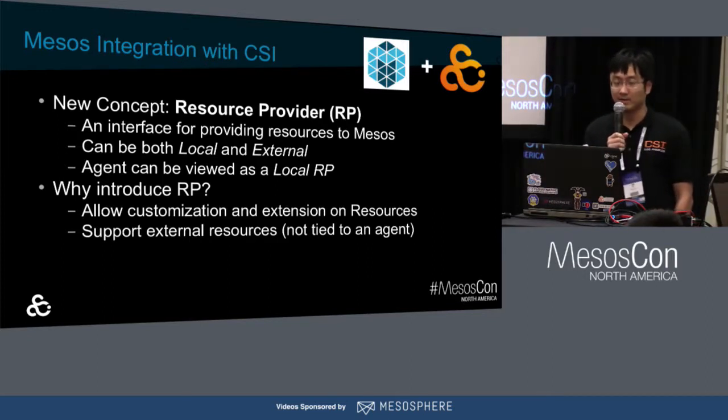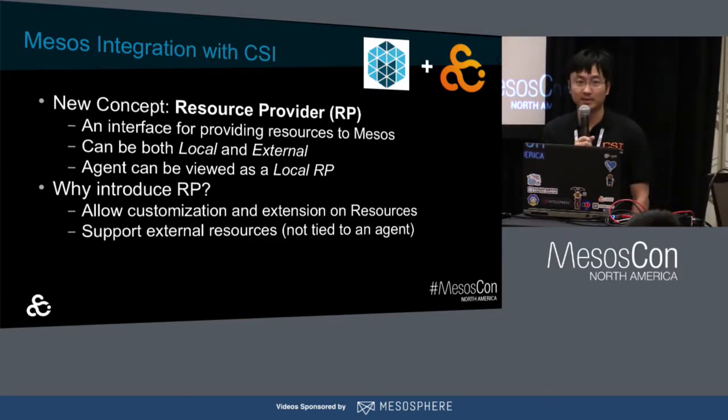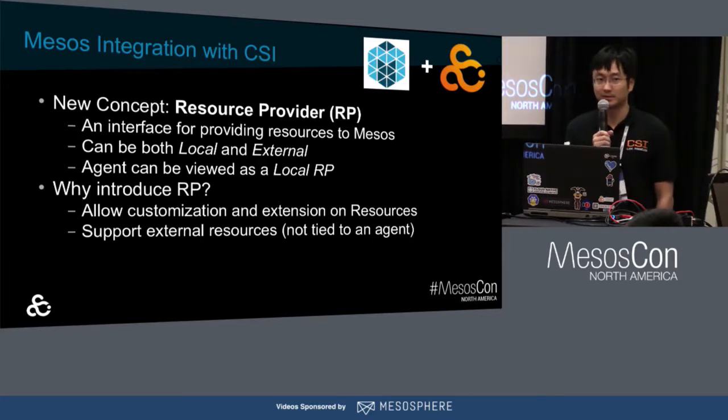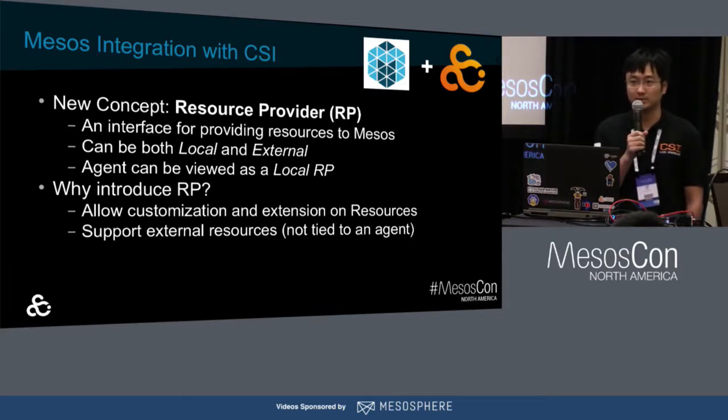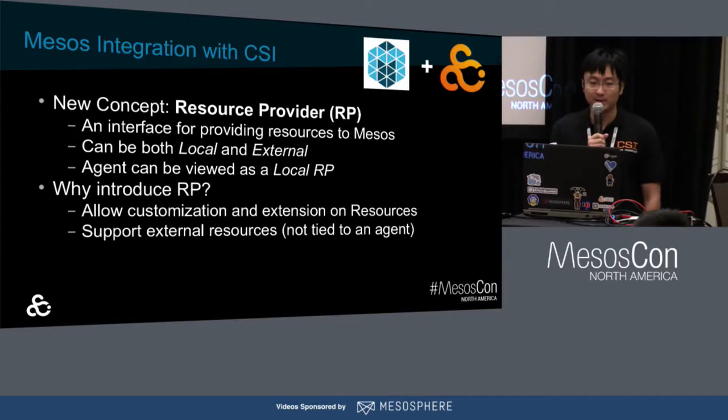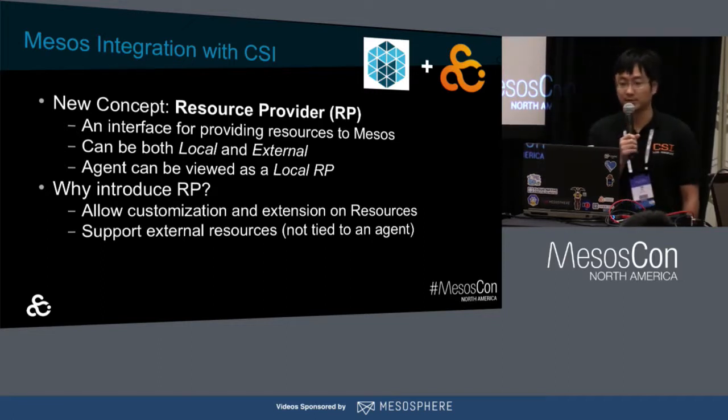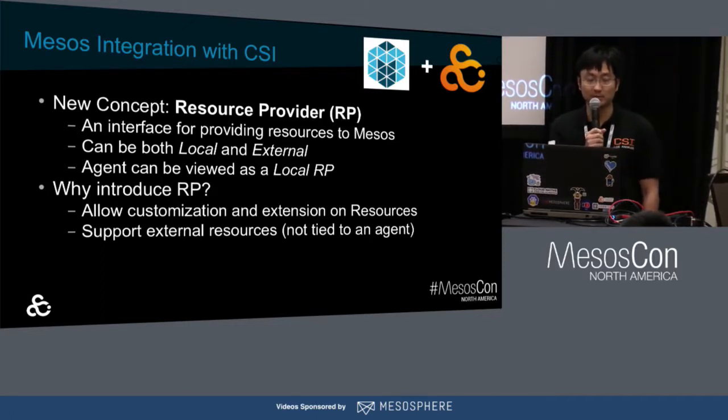If you think about Mesos right now, we do have a way to customize the use of the resource. Like you can write your own framework to customize the use of the resource, but we don't really have a way to customize providing resources. Right now, this is hard-coded. Basically, the agent will boot up and discover a bunch of resources on the agent and report those resources to the master, but we don't have a way to customize that.